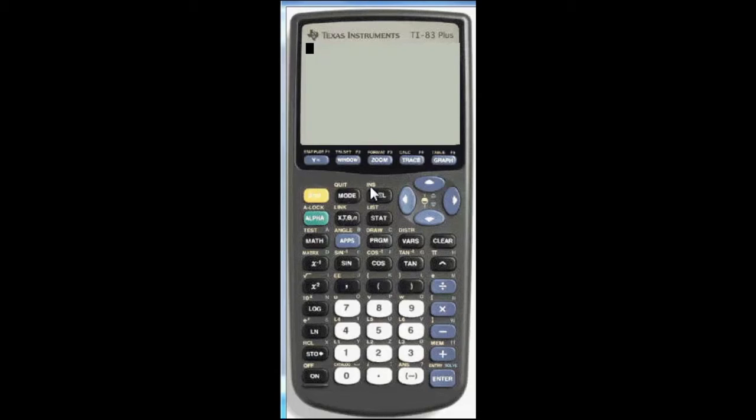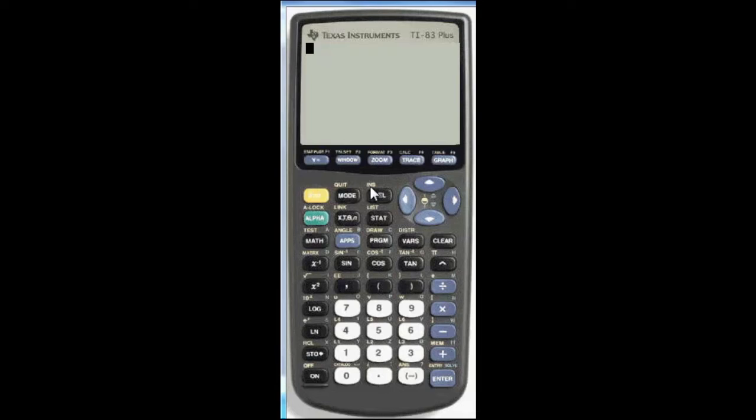This tutorial will be fairly basic. We're going to look at how to use the trace feature and/or table features of your calculator to examine the limit of a function as it approaches a certain point. This is particularly useful when you have a discontinuity, which is the case in this example, example 2, in which we have a rational function, f of x equals x squared minus 9 over x minus 3.